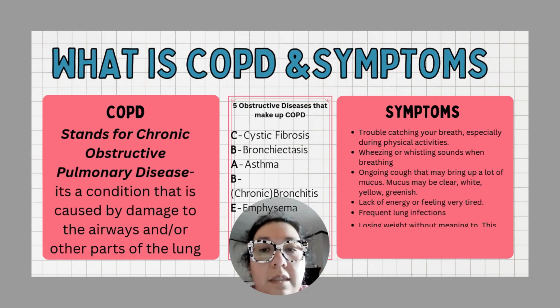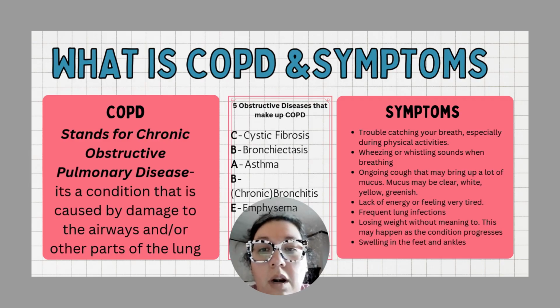What is COPD and symptoms? COPD stands for chronic obstructive pulmonary disease. It's a condition that is caused by damage to the airways and or other parts of the lungs. Symptoms for COPD include trouble catching your breath, especially during physical activity, wheezing or whistling sounds when breathing, ongoing cough that may bring up a lot of mucus. Mucus may be clear, white, or yellow, greenish in color. It would tend to be more yellow greenish when there is possibly a lung infection like pneumonia.